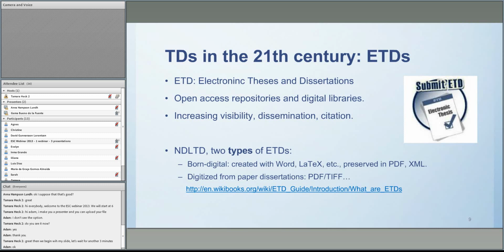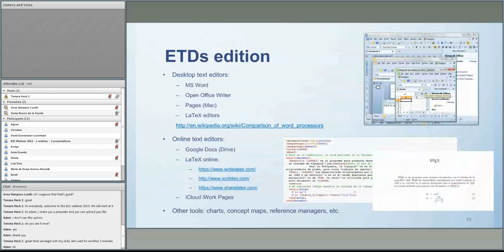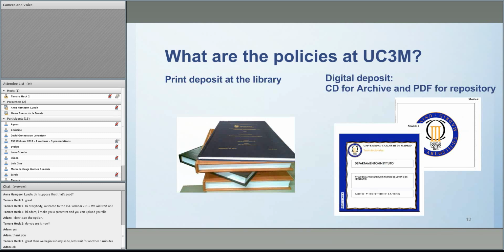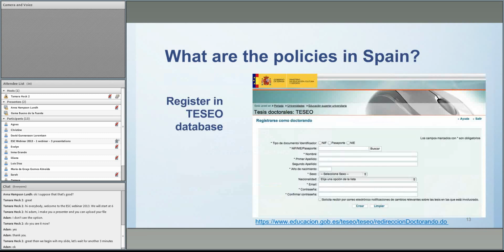Okay, this is okay. And also the evolution of scholarly communication, the open access repositories and digital libraries that we all know, have increased visibility, dissemination, citation, but I'm going to skip this one. But do you think it is enough? Right now at our university, the policies tell us to do the thesis with this format. They just ask us for a front matter. After, we still have to deposit a print version at the library. We have to give a digital version, but in a physical format, a CD for the physical archive, and then a PDF for the digital archive, for the repository.